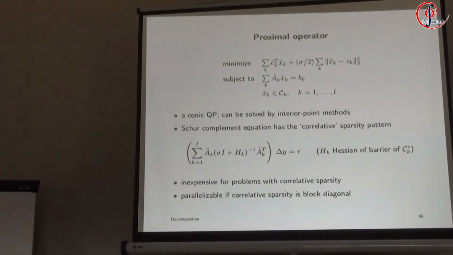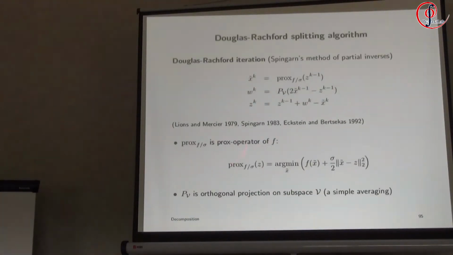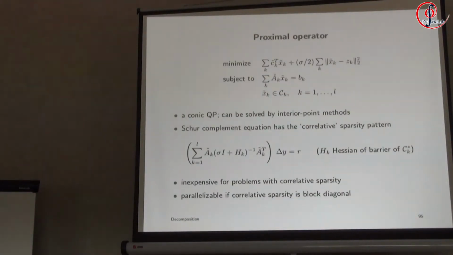And if it's block diagonal, then you can evaluate this proximal operator by solving L independent proximal operator systems, if L is the number of blocks, and do that in parallel. So then it's really decomposition, if you can manage to split up this proximal evaluation into L independent problems. But even if it's not block diagonal, but just sparse, it's still interesting to do this because it has this correlative sparsity.